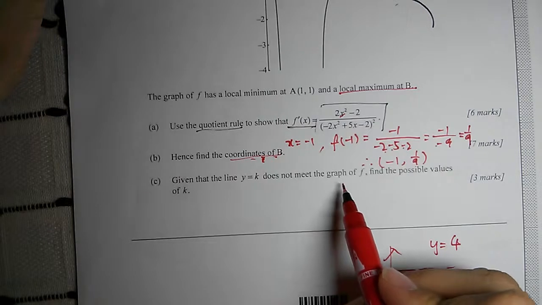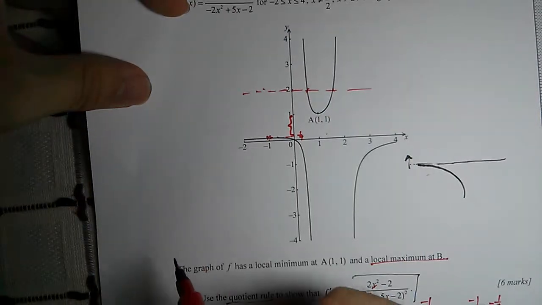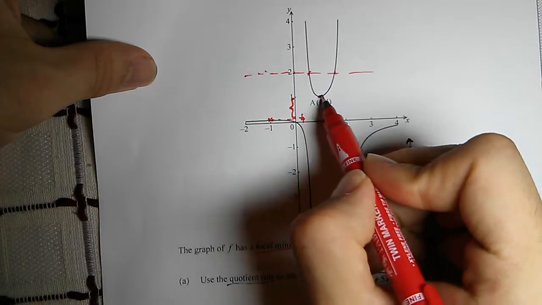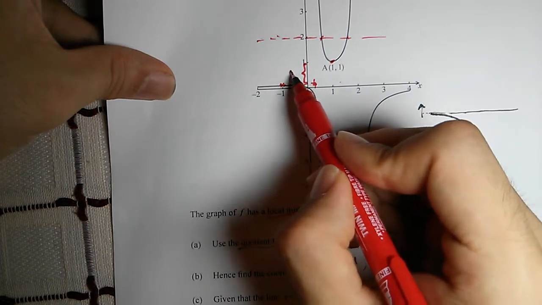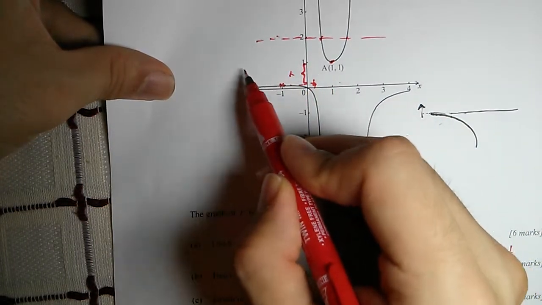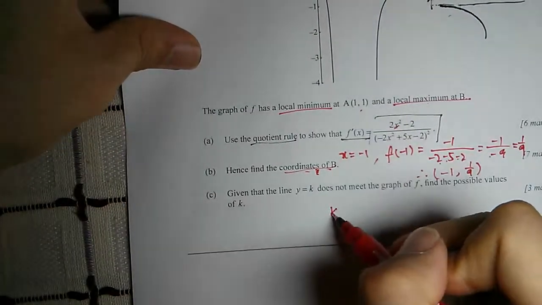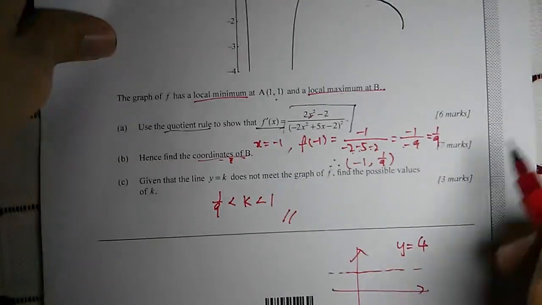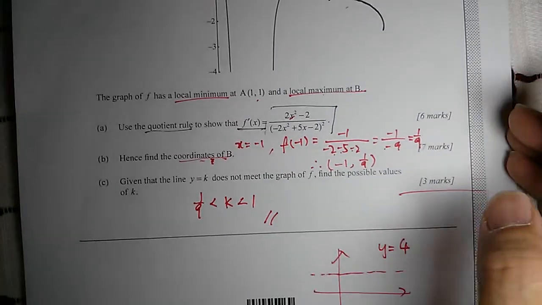So how would that horizontal line not meet the graph? The only possible scenario is that it's between this gap. We know that the maximum point has y value 1, and the minimum point has y value 1 over 9. So obviously, if k is inside this interval, your horizontal line would not meet your graph. Nothing difficult. So k has to be smaller than 1 and bigger than 1 over 9. Done. That gives you 3 marks. No steps needed, just write this down. Everything would follow.